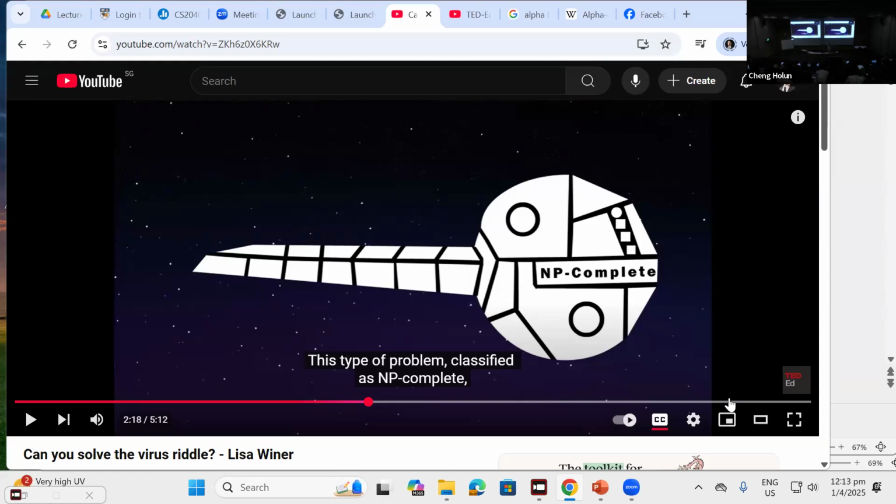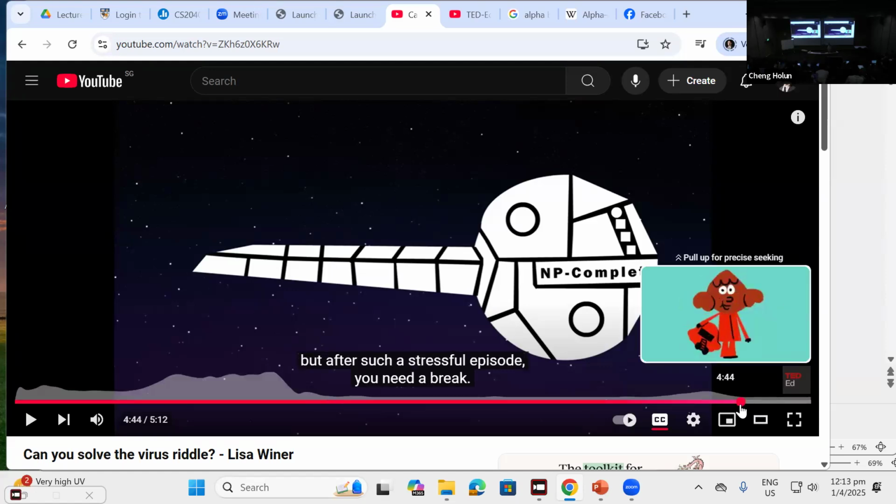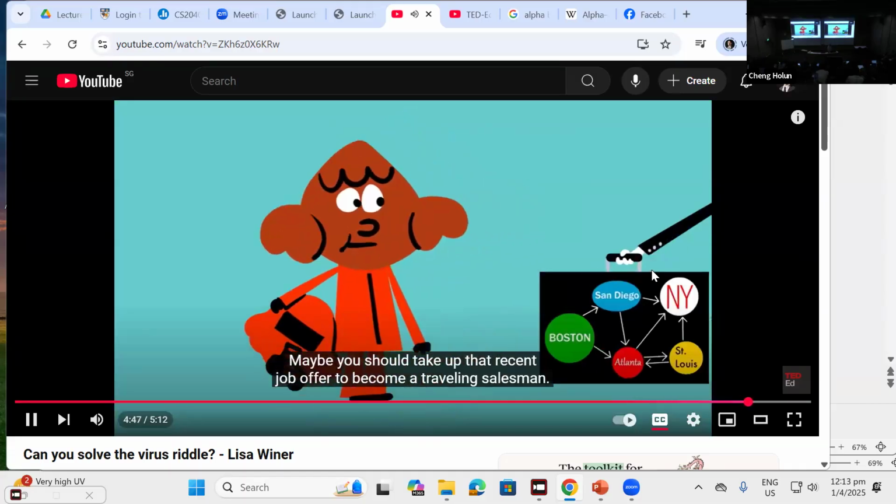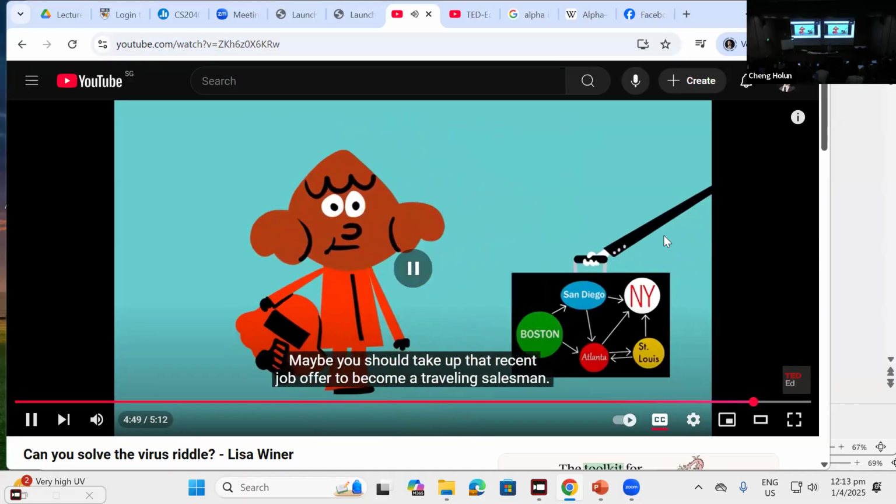And at last, a small joke, because you said that you need a break. Maybe you should take up that recent job offer to become a traveling salesman. Because actually the traveling salesman is the same problem. Traveling salesman means you have a graph, and you have to visit every point only once, okay? So this is a graph problem.